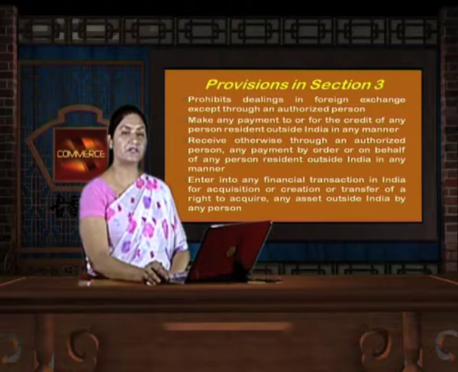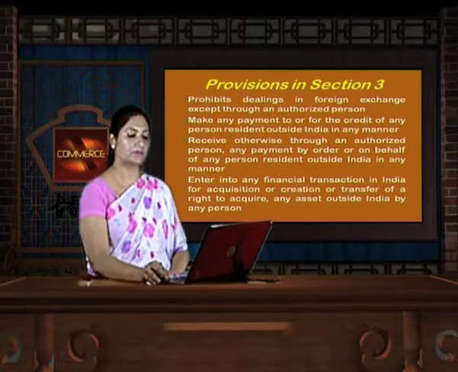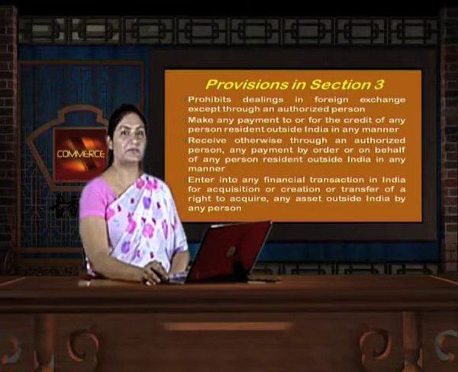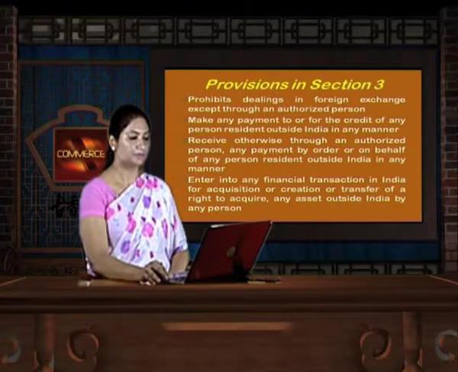Therefore, provisions of section 3 will prohibit the dealings of foreign exchange except through an authorized person. They will disallow the credit of any payment being made to a person who is outside India in any manner. Receipts outside India cannot be made otherwise than through an authorized person, and a financial transaction in India for acquisition or creation of any asset outside India by any person shall also be regulated.